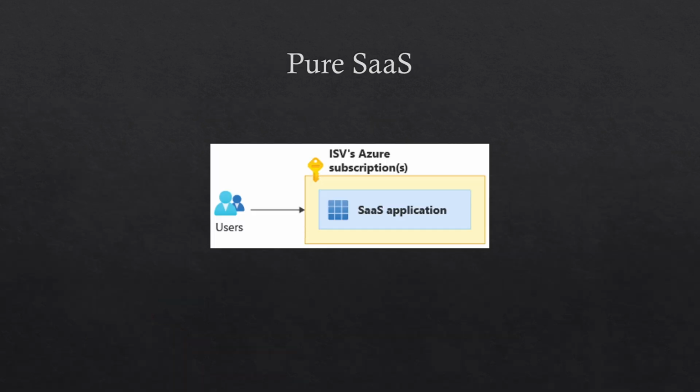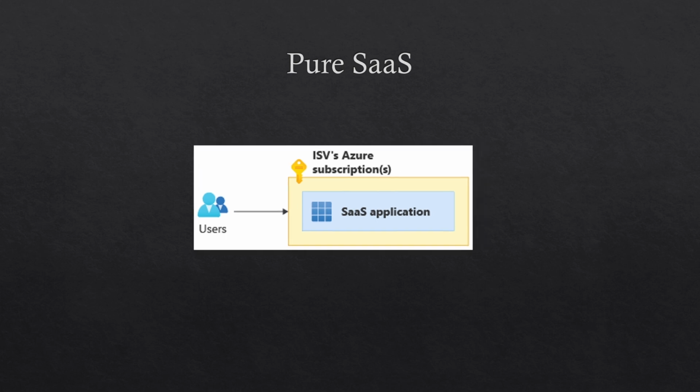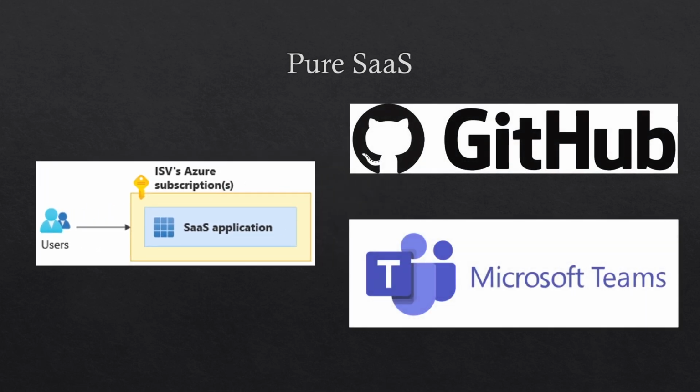For a pure SaaS model, everything is deployed in the ISV's subscription. The ISV customer is accessing resources in a subscription owned and managed by that ISV. The management and control plane in Azure is not delegated to or accessible by the customer in this model. Instead, everything is managed by the ISV from an Azure viewpoint, and only the workload is accessed by the customer. This is how, for example, GitHub and Microsoft Teams work. In this situation, the software is running in GitHub's subscriptions or Microsoft Teams subscriptions.